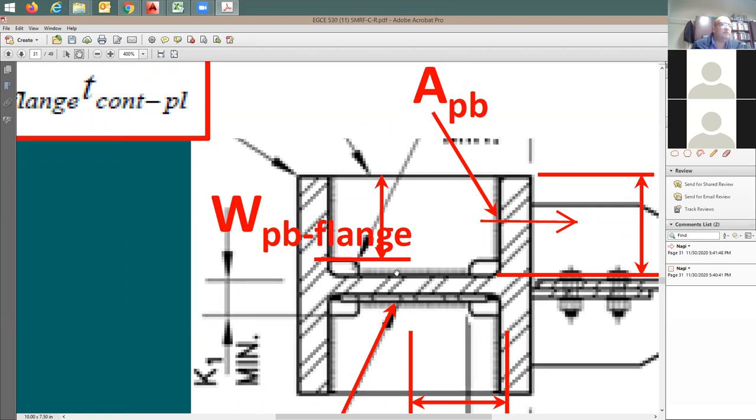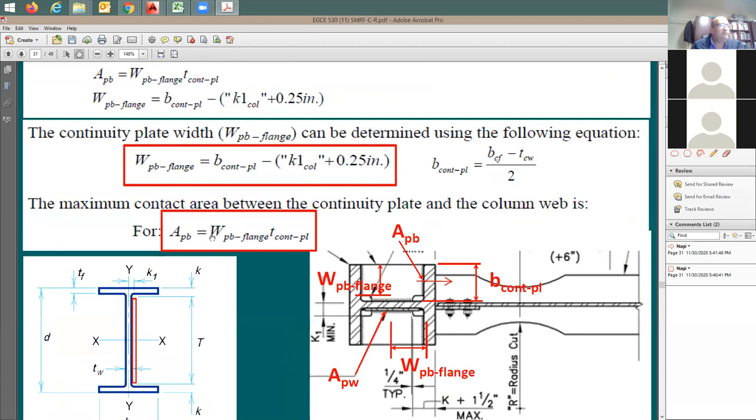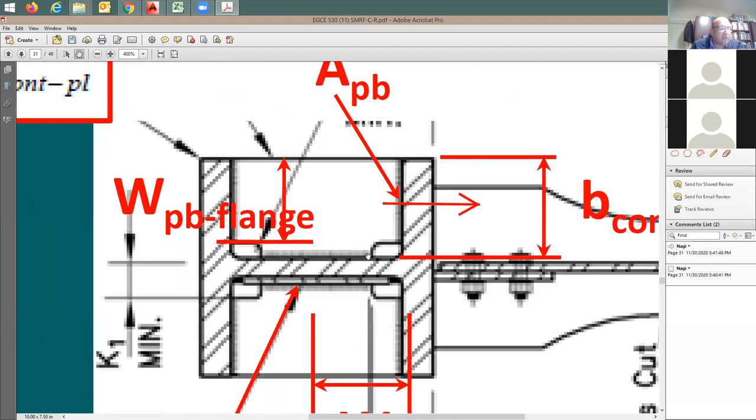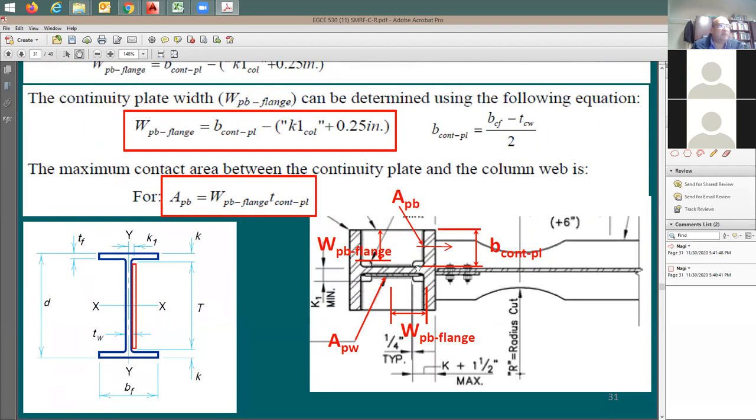It's going to be equal to this width. I'm going to call it here the width of the plate for the flange. And this width, if you look at the equation, is going to be equal to B, the width of the continuity plate, and B of the continuity plate is going to be measured from the face of the web all the way to the edge of the column. So this is going to be the width of the continuity plate.